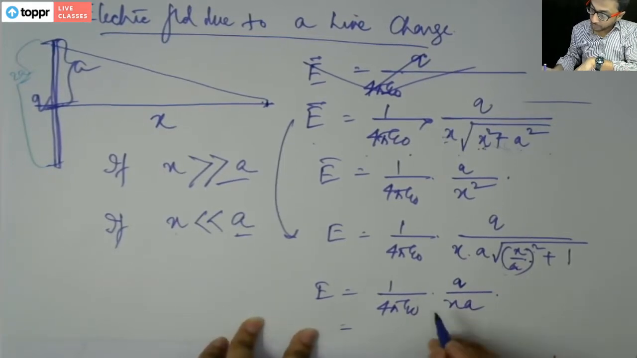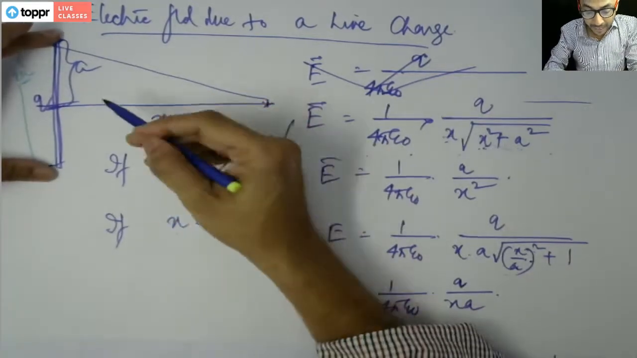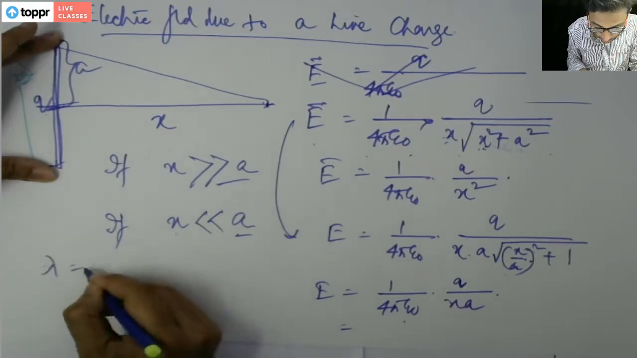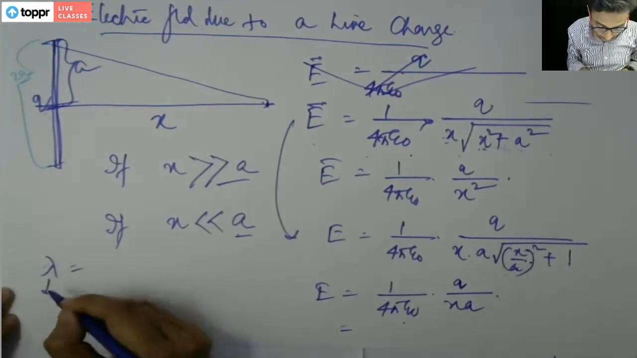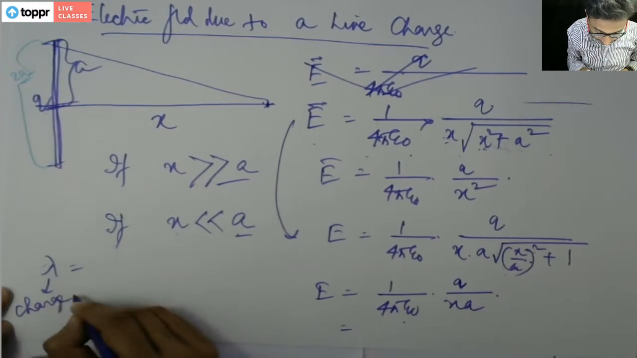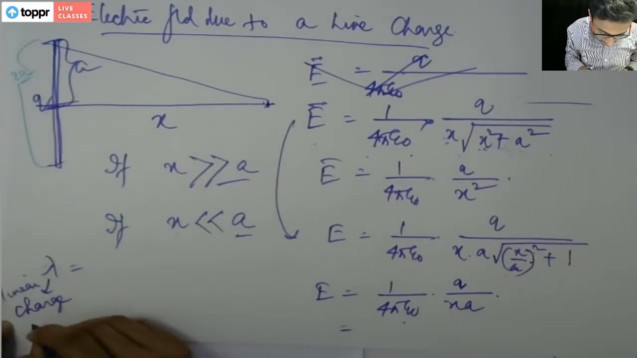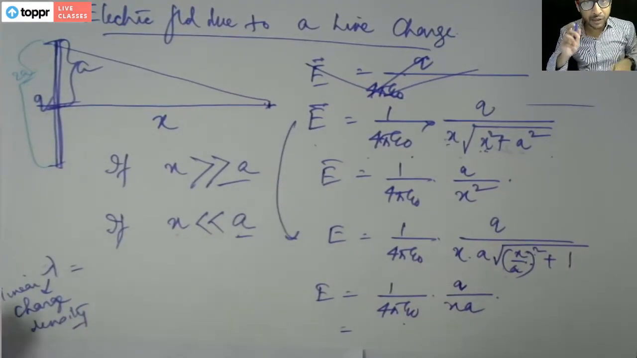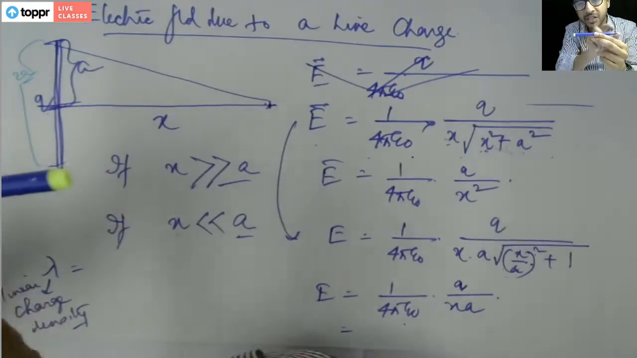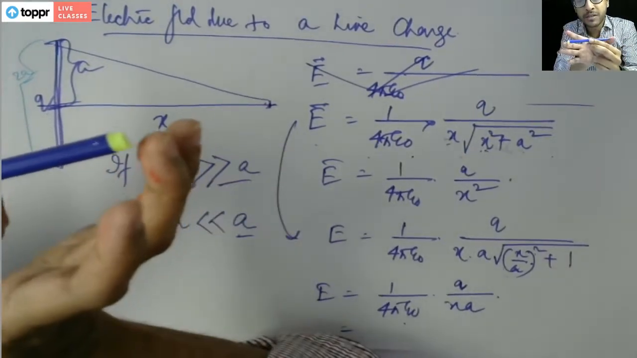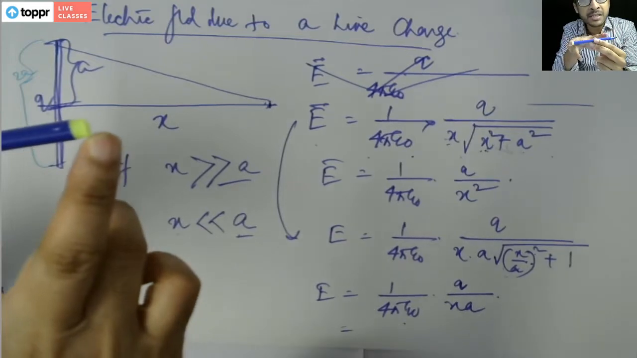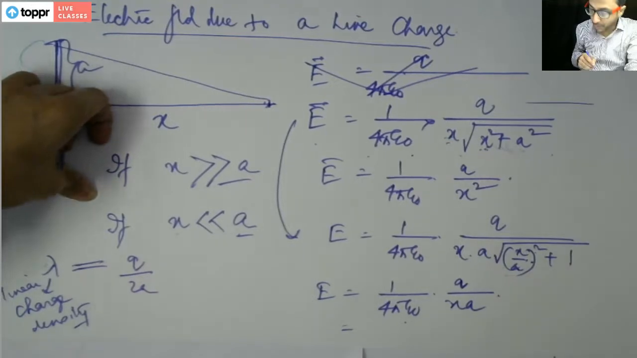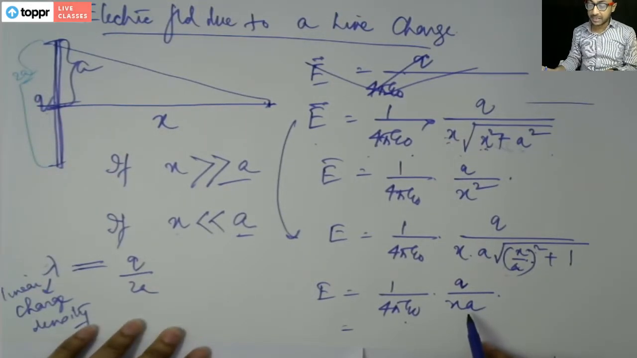Now see, we can write it in a different way. If q is a charge distributed over a length of 2a, we can define another quantity called lambda. Lambda is called the linear charge density. If we see, this is the charge distributed over a distance of 2a. The linear charge density is nothing but q by 2a. So lambda can be written as q by 2a. And we can write this in terms of lambda.